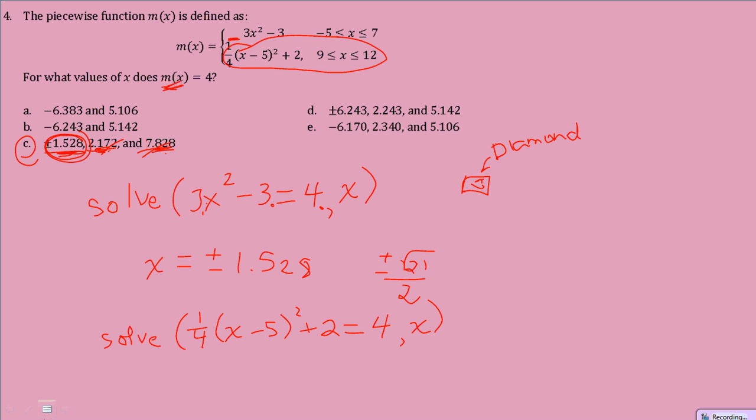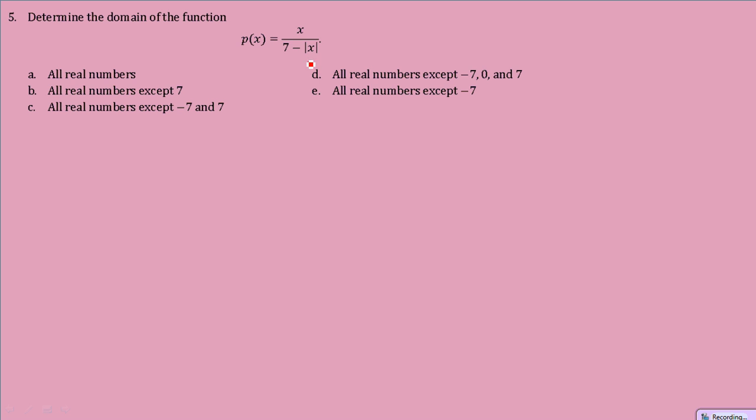Number 5, determine the domain of the function. We see that we have an absolute value. We didn't really talk about absolute value in the workshop, but if you remember, absolute value just means that if you have a negative number in there, it becomes positive. If you start out with a positive number, it stays positive. So basically anything that comes out of an absolute value has to be positive.